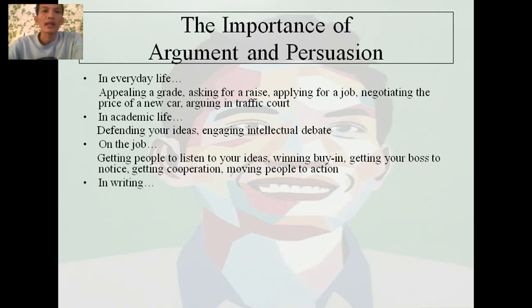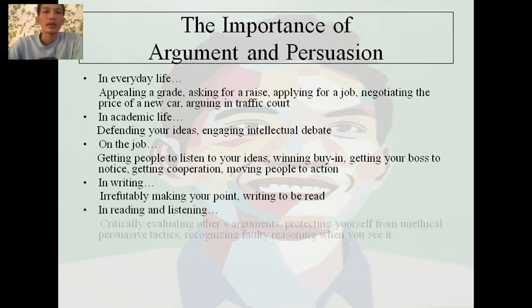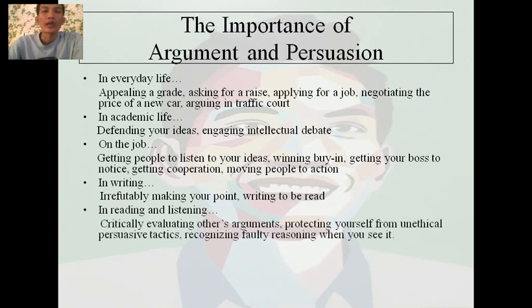And in writing, it is making your point in writing to be read. And in reading and listening, argumentative and persuasive speaking is used for critically evaluating others' arguments, protecting yourself from unethical persuasive tactics, and recognizing faulty reasoning when you see it.